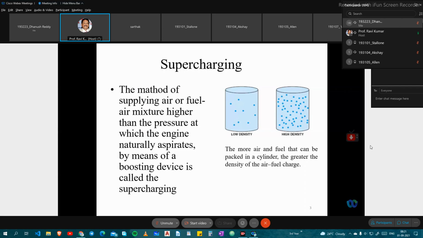If you see these two figures here, you are seeing the particle distribution. In the first figure, we have low density mixing of the air. Here, if you connect a supercharger, you are going to get high density of the air, high density of the fuel, and high pressure and temperature, and you will see the distribution of the fuel particles. The more air and fuel that can be packed inside the cylinder, the greater the density of the fuel charge. And you are going to get good performance of the engine by connecting the supercharger.